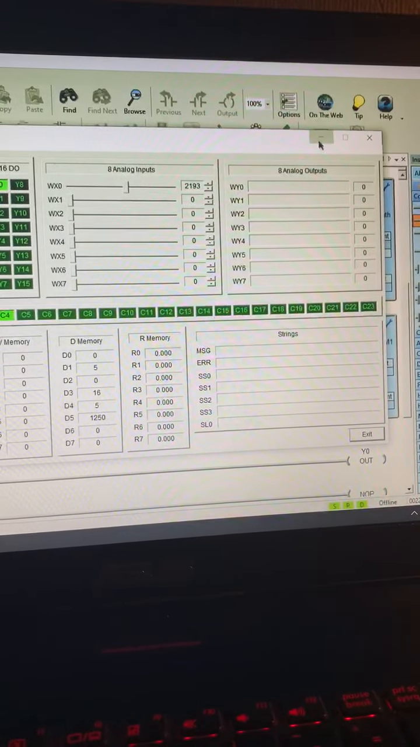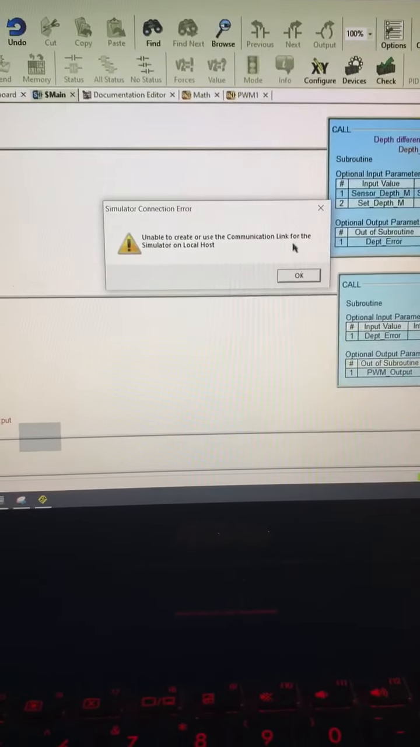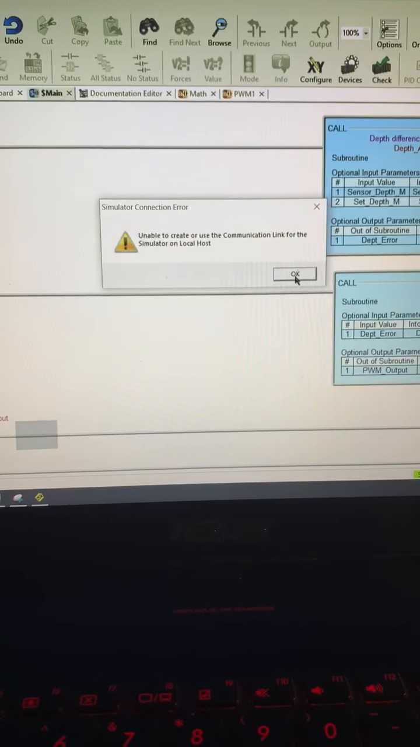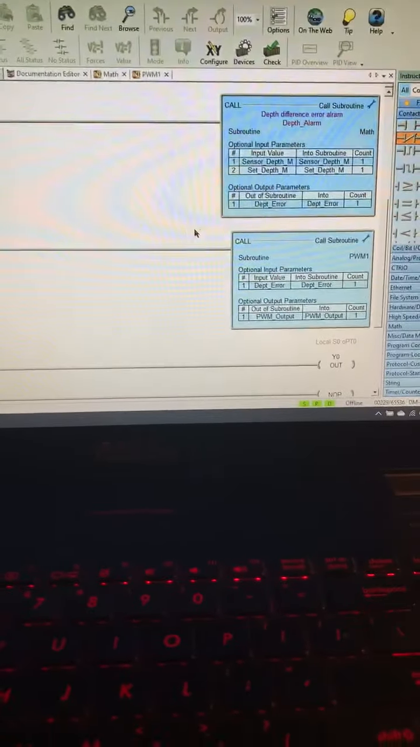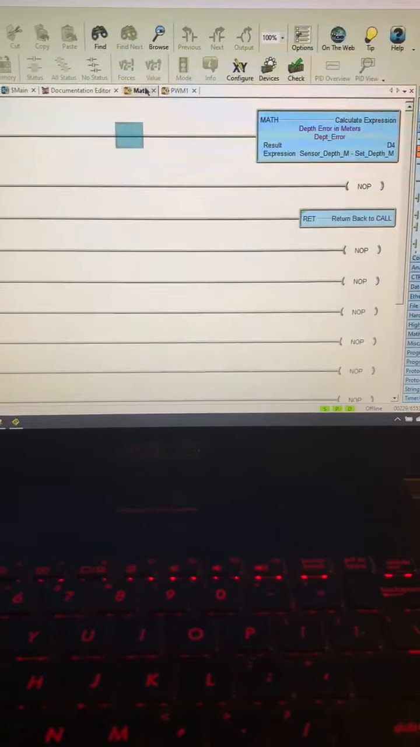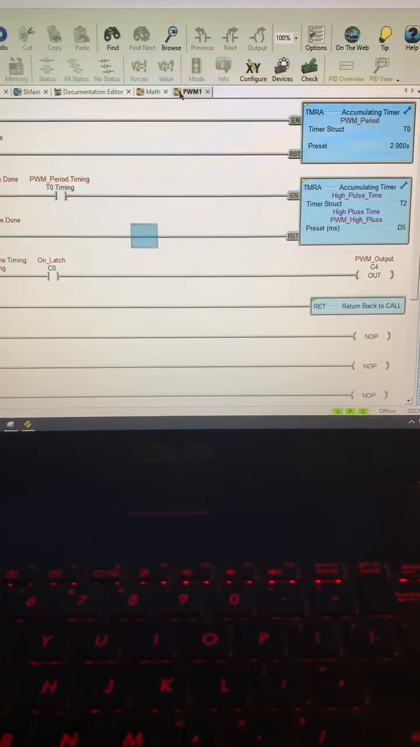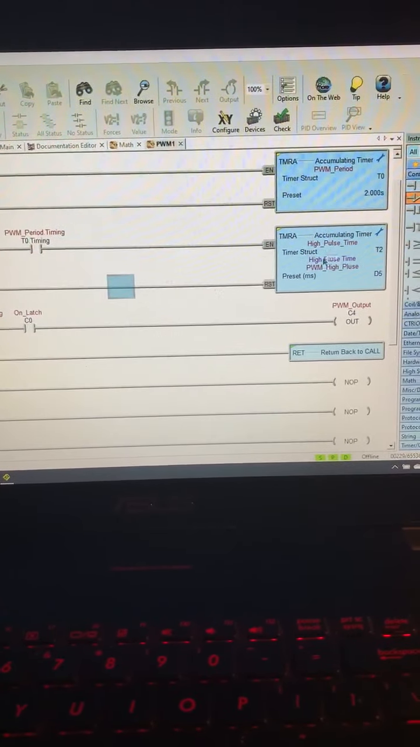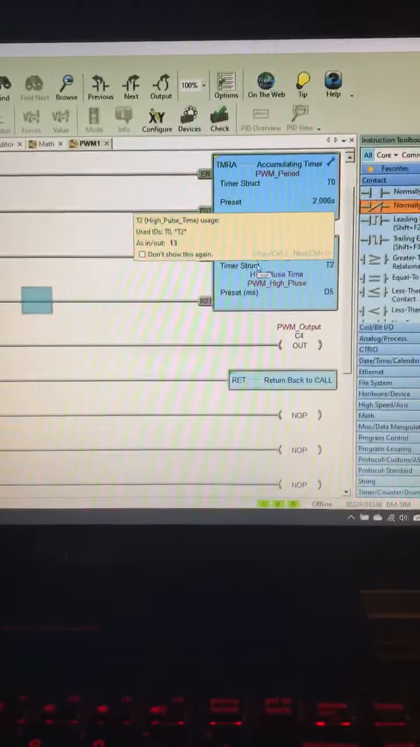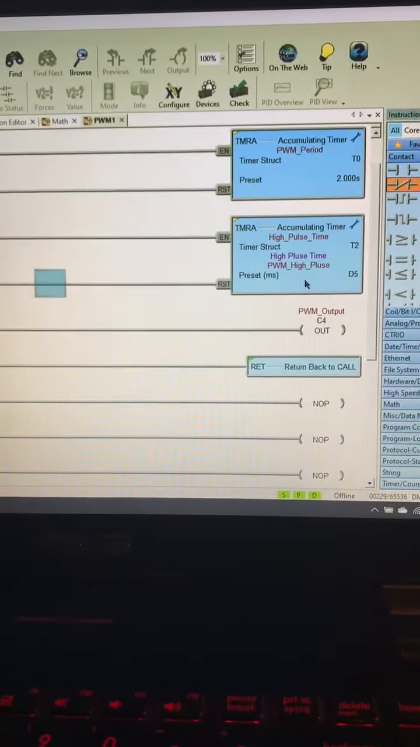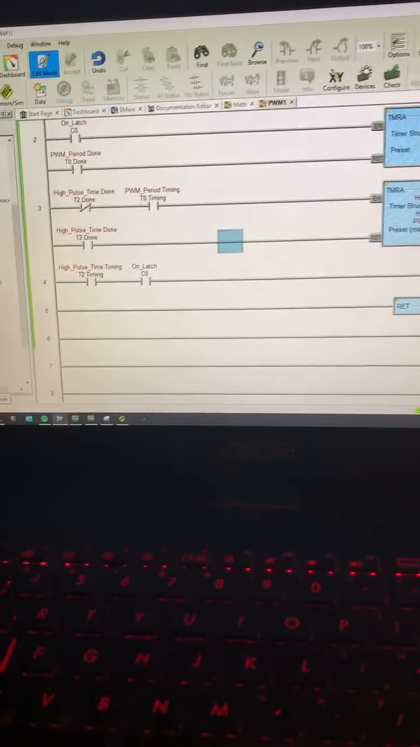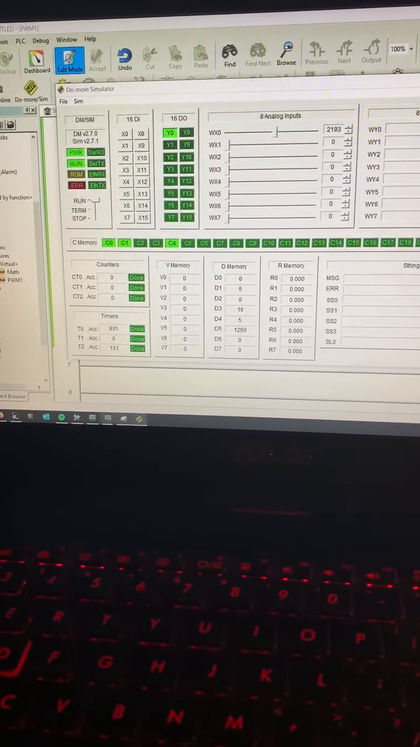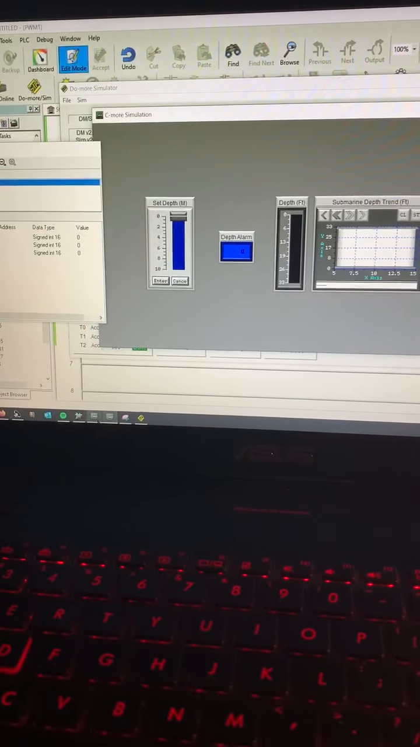I'll minimize this. Which was showing us our time values here before. But since I'm almost out of time, I'll go to the HMI real quick if I can find it.